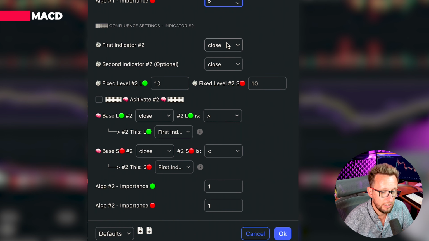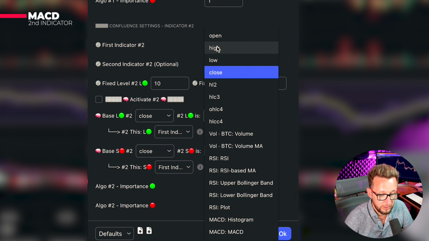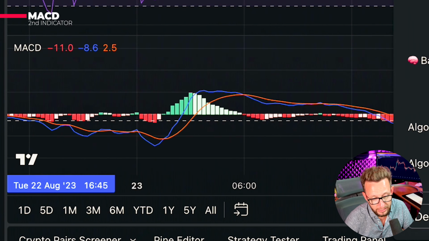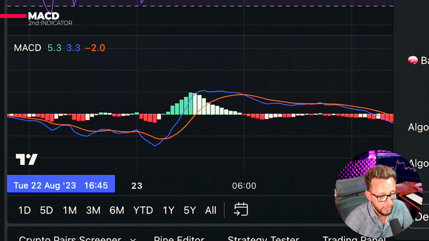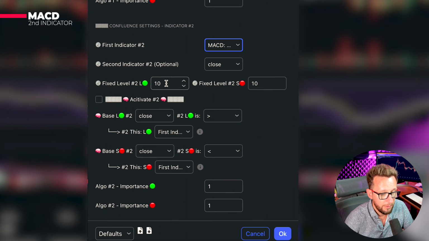Now the second indicator, we're going to choose the MACD because we have it on our screen as well. So we're going to use MACD over here, the MACD line. The MACD line is this blue line here. The orange line is the signal line. And we're going to do the same thing. We're going to actually set it to 0 because it's a 0 line on the MACD and not a 50 line. So just like that, we're going to activate the second one here.